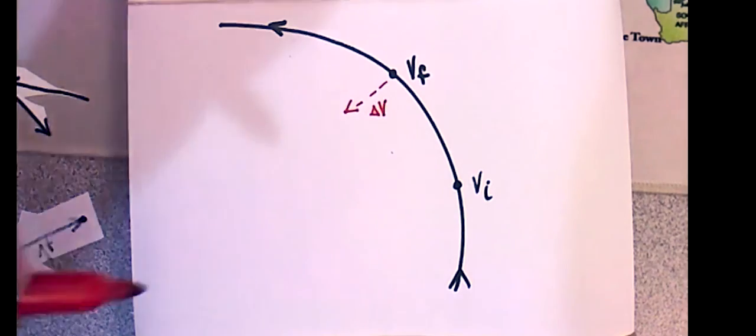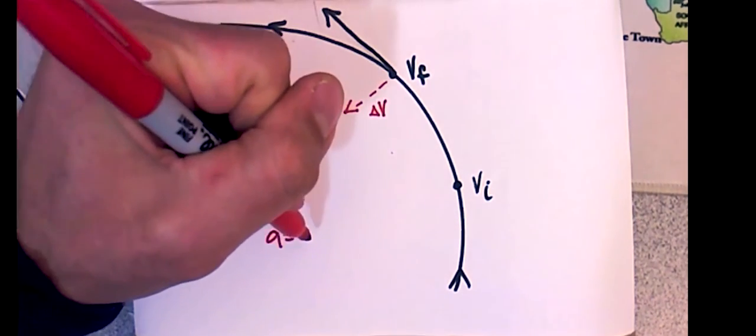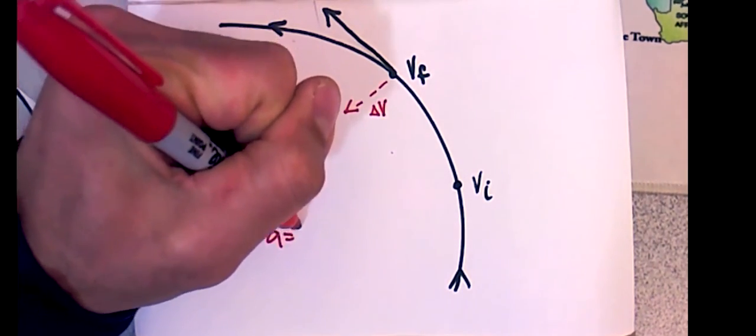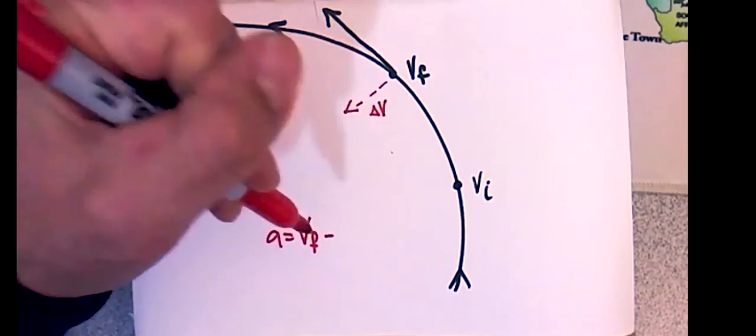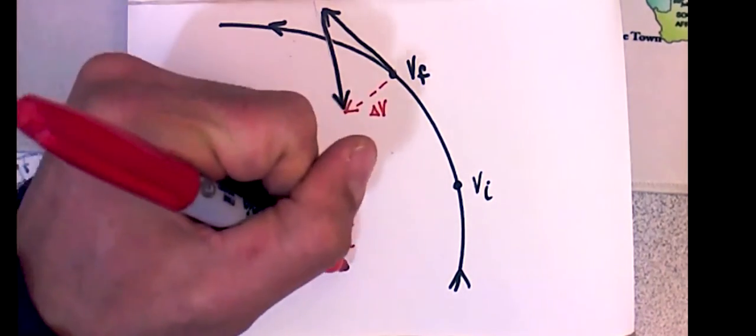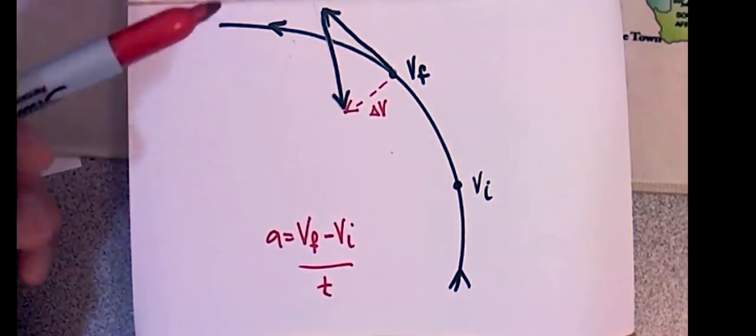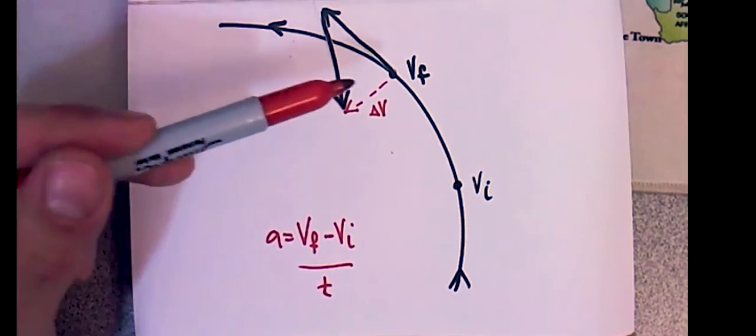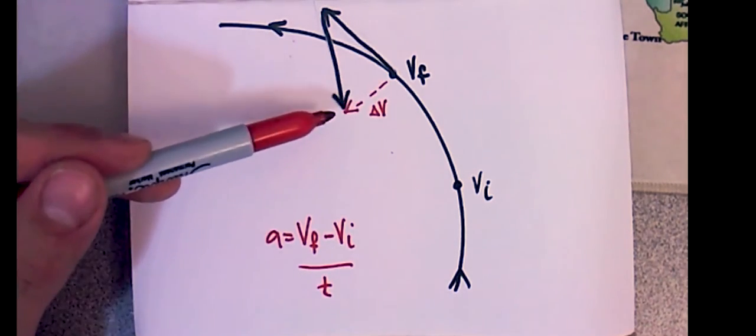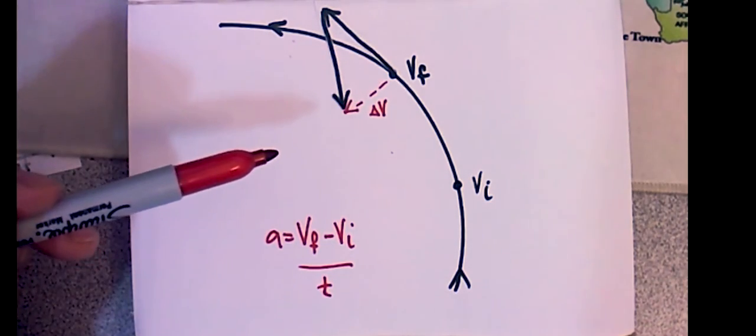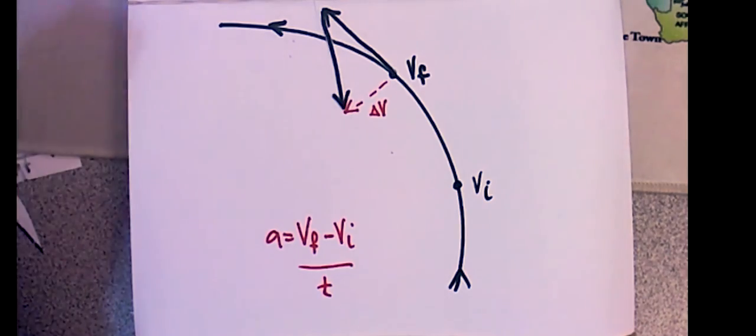So much like our first example, acceleration is equal to Vf minus Vi divided by t. So there's obviously a change in velocity, because if we look at the diagram, we can see from where we started, there's a change in velocity. And of course that would occur over a certain amount of time.